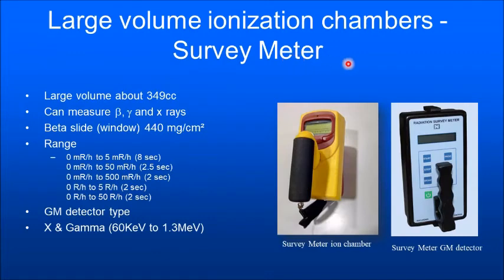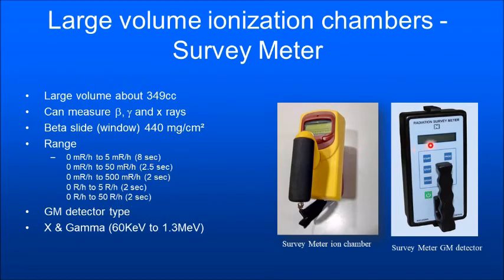Here you see two survey meters. One of them uses a large volume ionization chamber. The volume is 349 cc, very close to 400 cc. It can be used for both beta and gamma. For measurement of beta, it has a sliding window of very thin Mylar window, which is 440 milligram per centimeter square thickness. And it can go from a range of 5 mR up to 50 R, you know, that it can go to a very large range.